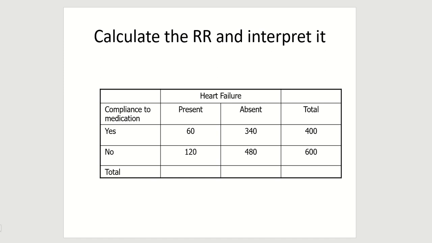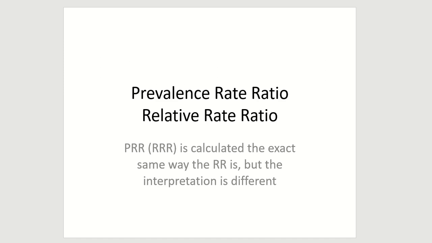Let's continue. So far we're talking about relative risk. To be able to calculate a relative risk, you need a design that allows you to do so, meaning a prospective design. If you're working in a cross-sectional design, then everything we talked about for the relative risk is done the exact same way, except we do not talk about relative risk. We talk about prevalence rate ratio or relative rate ratio. Okay, PRR or RRR. However, everything remains the same.